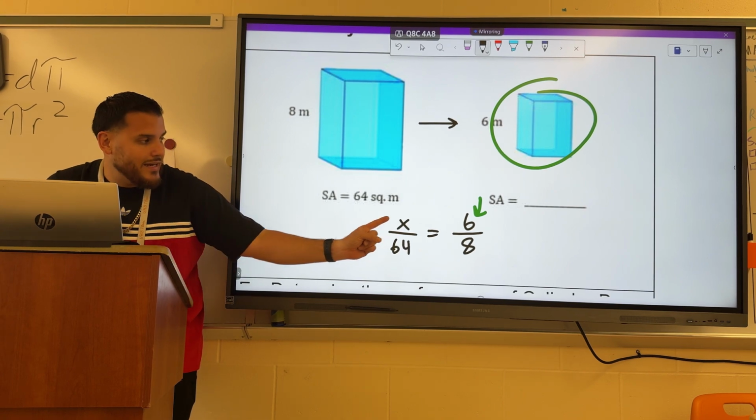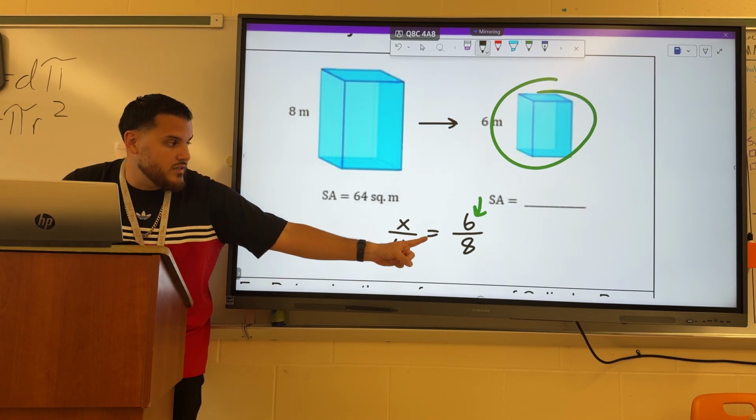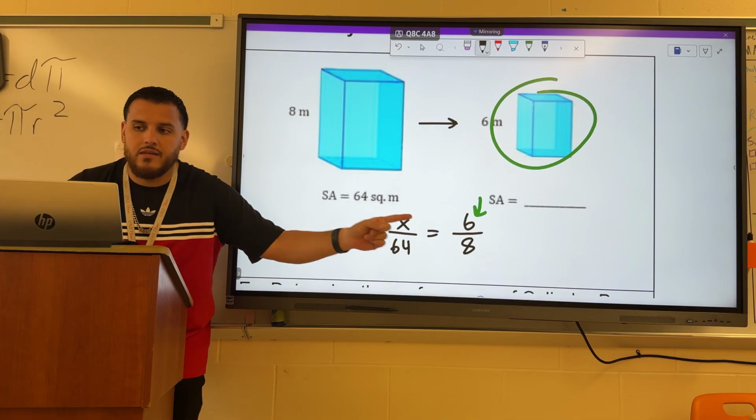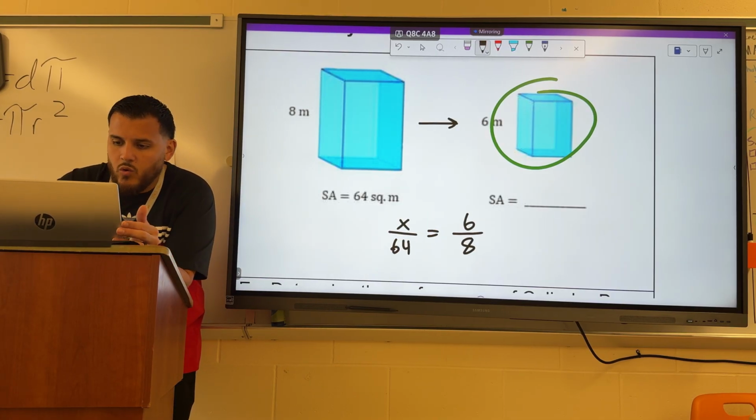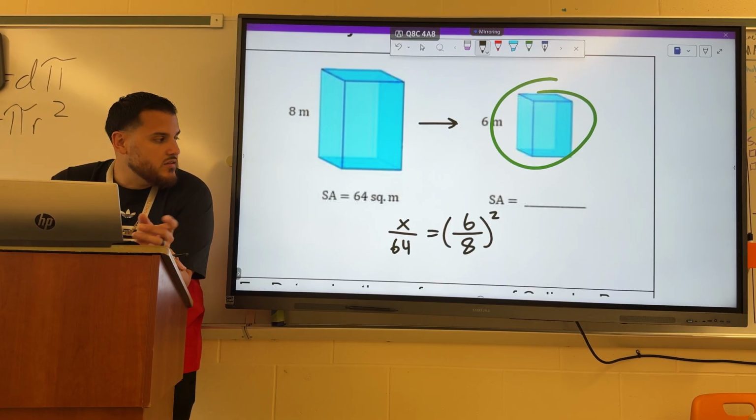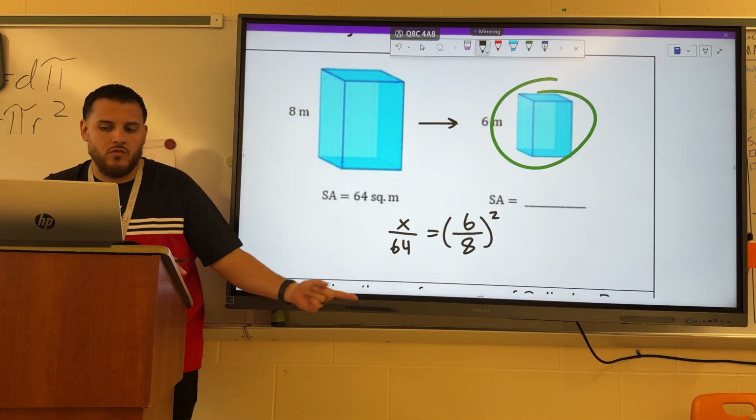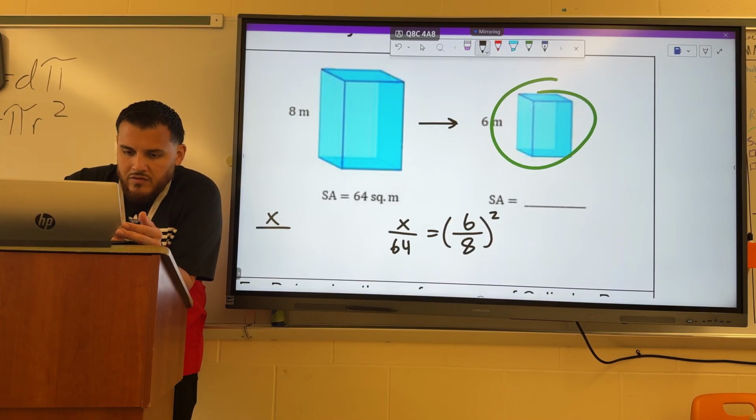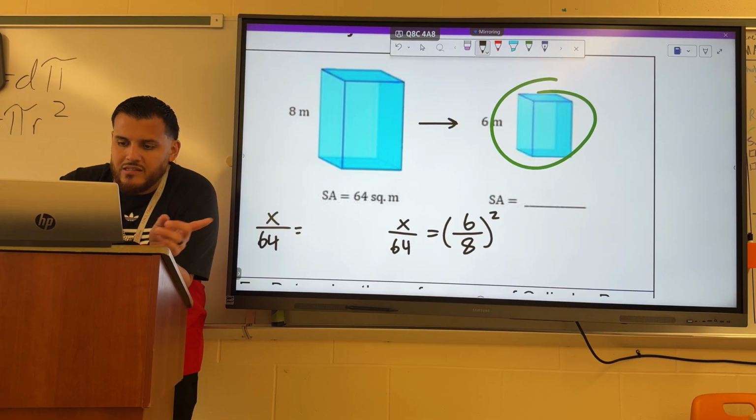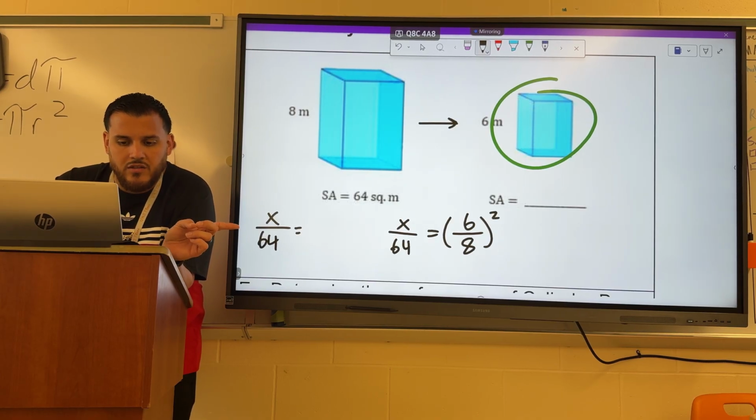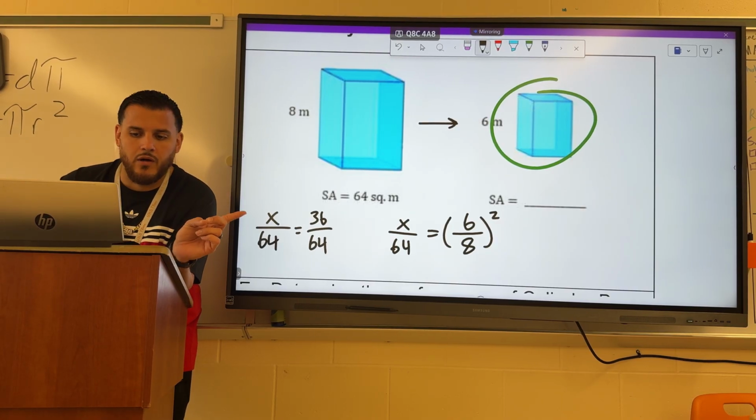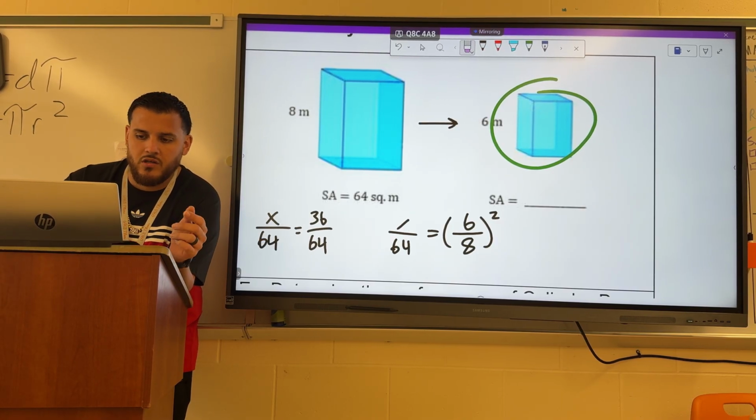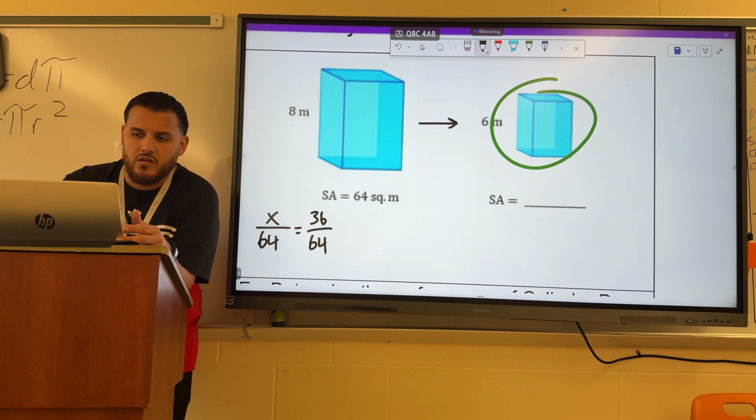we just need to be careful and remember that it's not surface areas equal to heights. It's equal to the square of these heights in this scale factor. So I need to square the 6 and the 8 in order for this proportion to work. So I'm going to rewrite that over here to the left. So the left is x over 64. I need to square that scale factor. 6 squared will give me 36. 8 squared will give me 64. That is the proportion we will work with to solve for x.